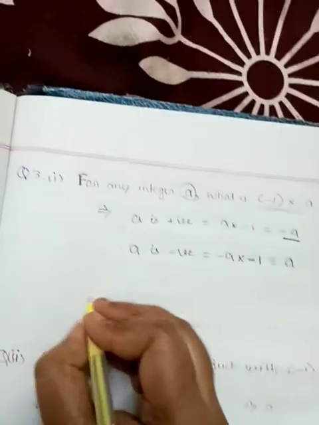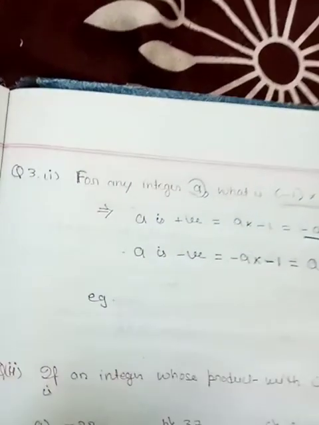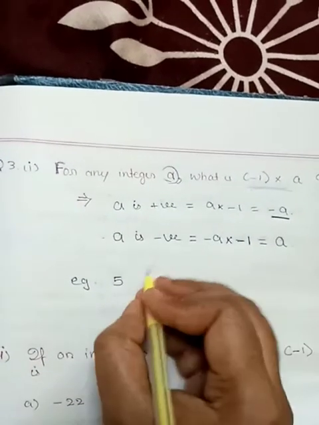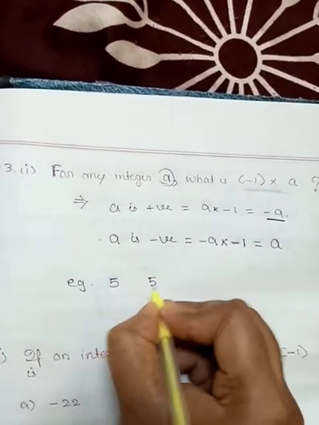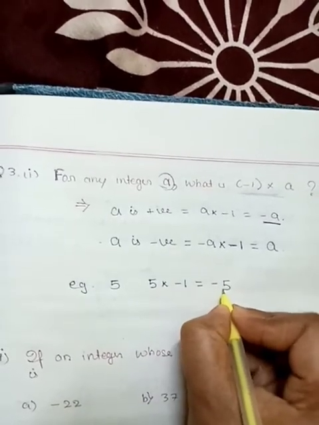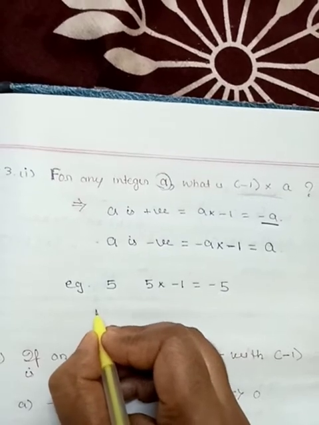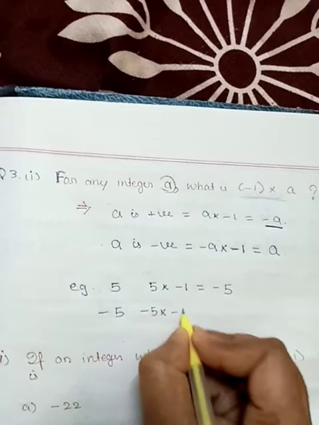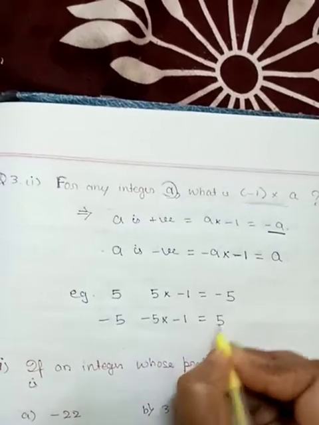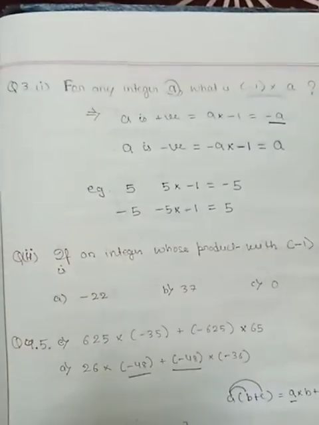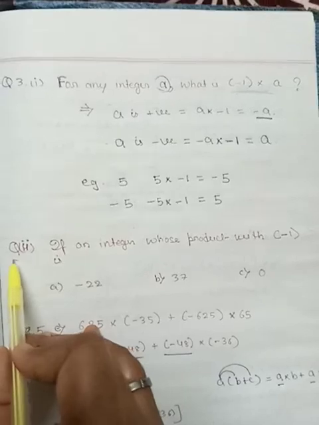We can solve it with an example also. You just see, if we have taken 5 as an integer, so if we will multiply 5 into minus 1, then obviously we'll get minus 5. If the integer will be in negative state, that is minus 5, then minus 5 into minus 1 will get 5, because minus minus plus. Understood?